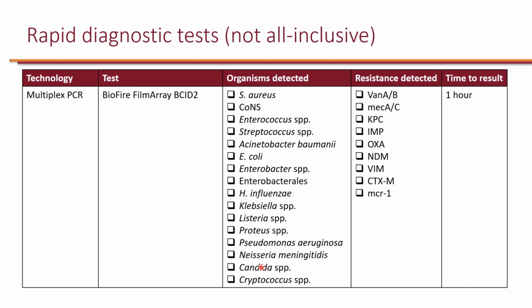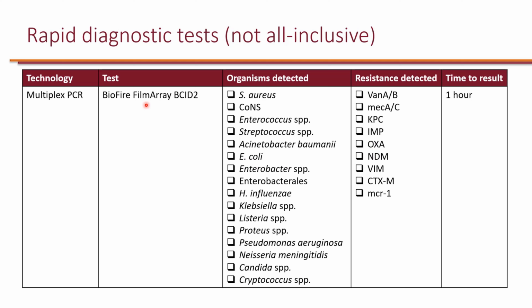Now, if it doesn't detect any of these, that doesn't mean that the patient doesn't have an infection. It just means that it could be something that's not on the list. And of course, occasionally there could be a false negative, right? It could be that somebody has one of these and the test just couldn't detect it. And that's extremely rare because these tests have an extremely high sensitivity.